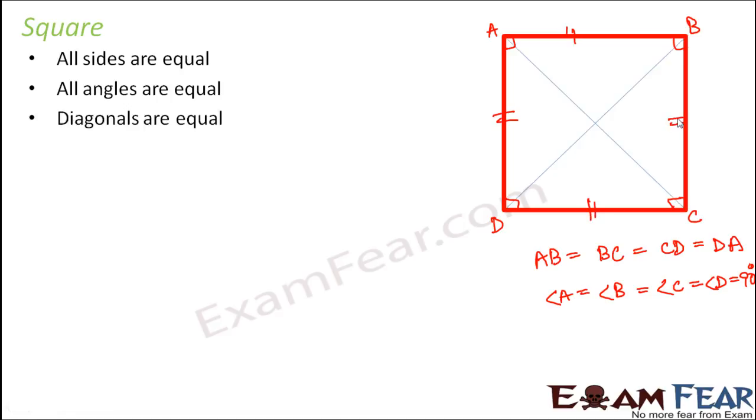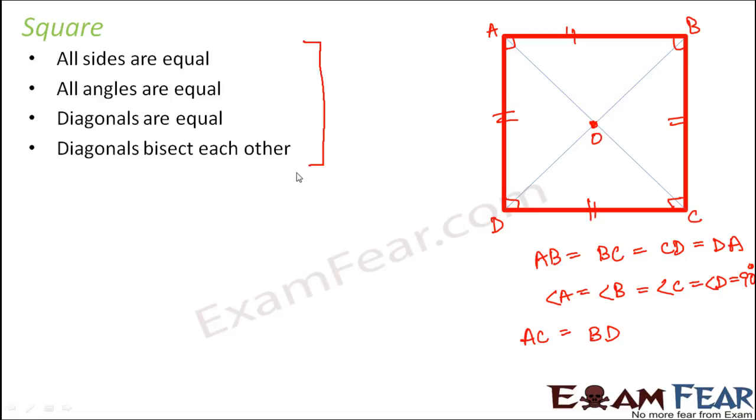In this case, diagonals are also equal, that is AC is equal to BD. Diagonals bisect each other, that means the diagonals intersect each other at their midpoints such that DO is equal to OB and AO is equal to OC.